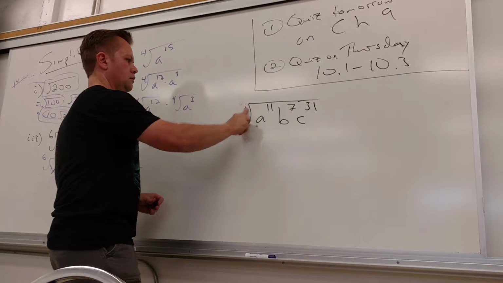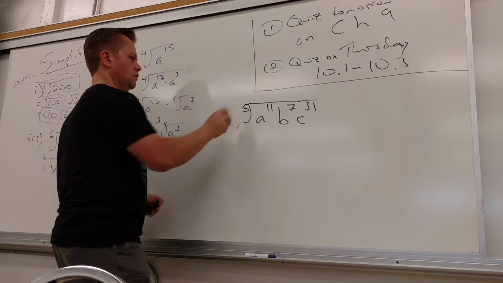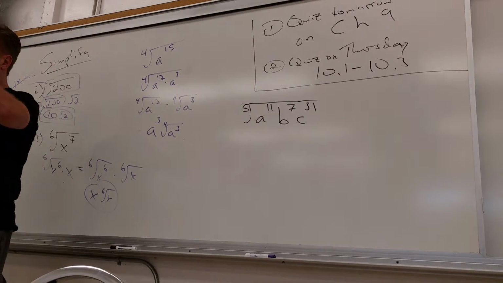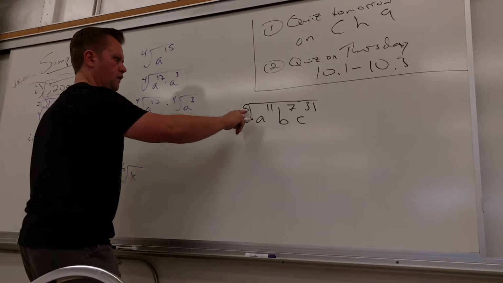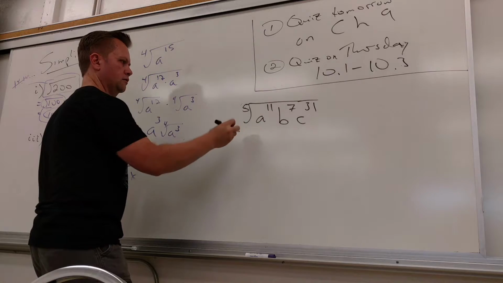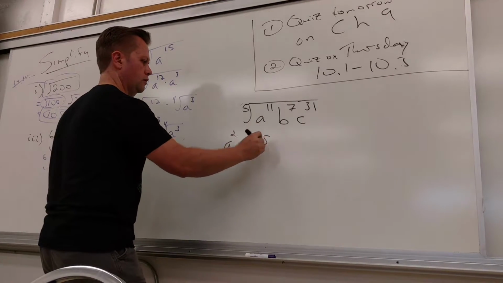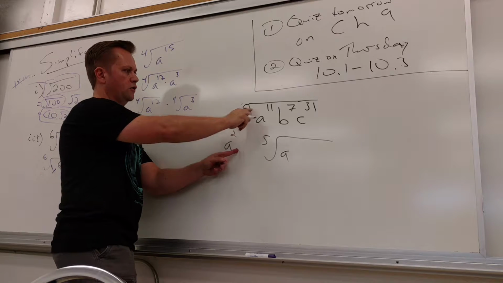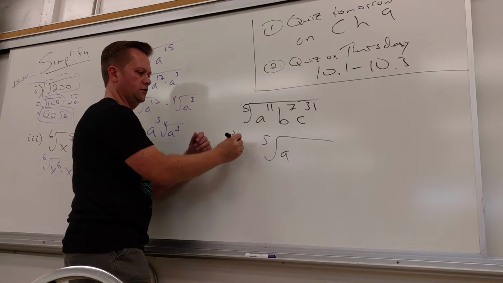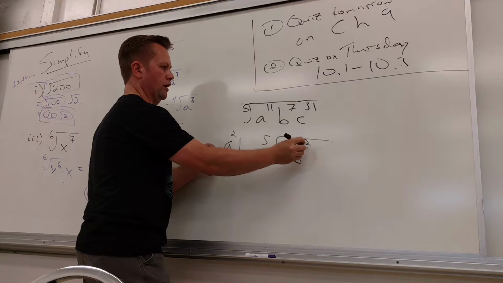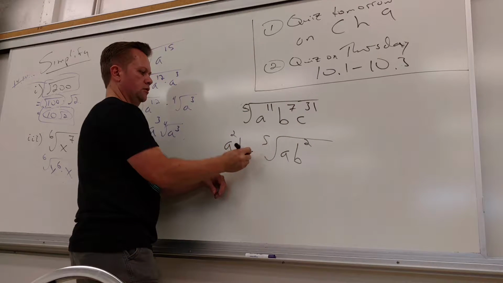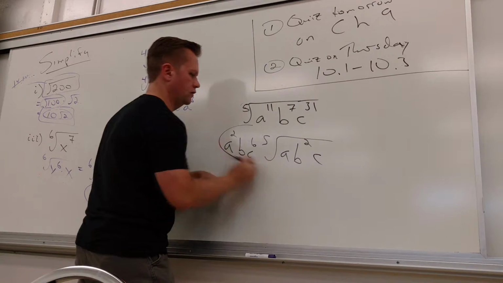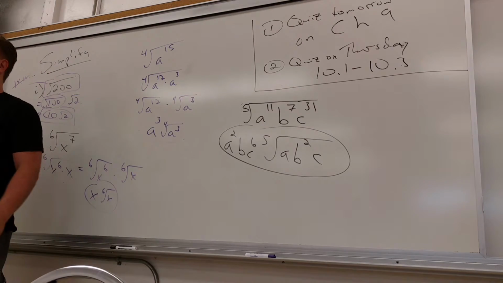Well, so the 5th root. Now you just go through each one. 5 goes into 11 twice with 1 left. See, I'm leaving some room. 5 goes into 7 once with 2 left. 5 goes into 31 6 times with 1 left. Done. Next problem.